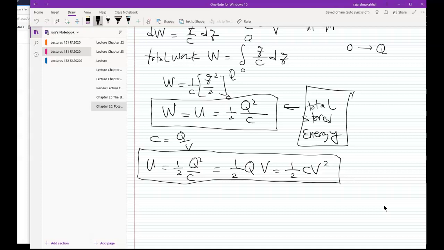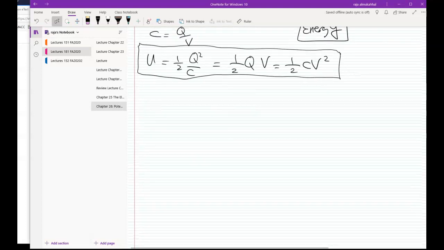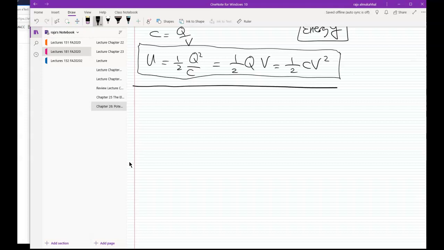Trying to see if I missed anything before I move on to the dielectric. Okay, the last topic that I want to talk about before I do problems is dielectrics.